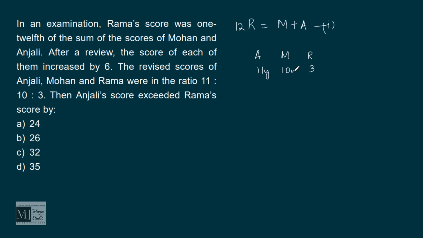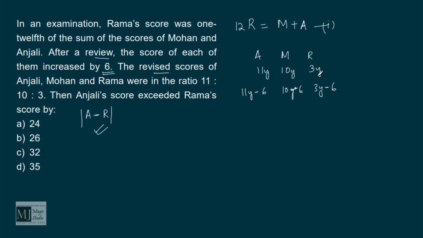So let it be 11y, 10y and 3y. I've taken y as the common ratio. This is after the increase in the score by 6. Then Anjali's score exceeded Rama's score by how much? Then Anjali and Rama's score difference is what we are looking out for. So before the increase, the individual scores should be 11y minus 6, 10y minus 6 and 3y minus 6, isn't it?